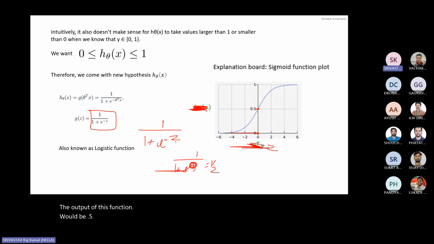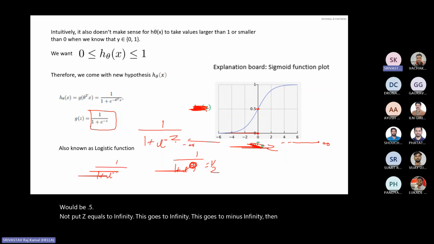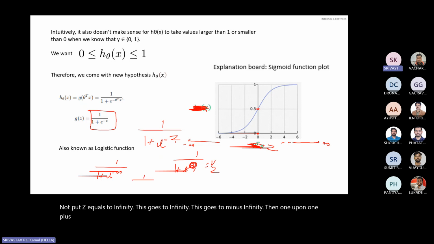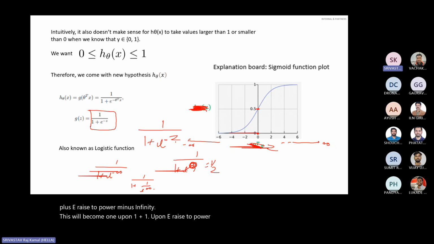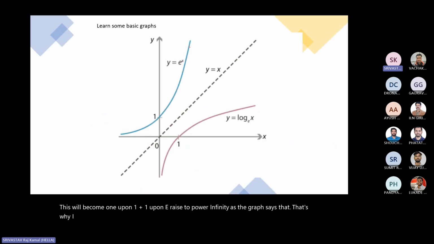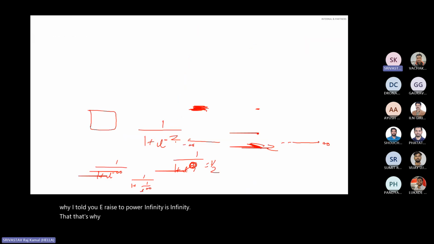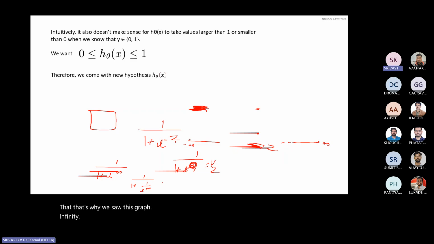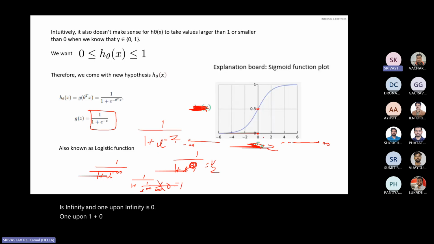Now put z equals infinity. This goes to infinity, this goes to minus infinity. Then 1 upon 1 plus e raised to power minus infinity becomes 1 upon 1 plus 1 upon e raised to power infinity. As the graph says, that's why I told you e raised to power infinity is infinity. That's why we saw this graph. E to infinity is infinity and 1 upon infinity is 0. 1 upon 1 plus 0 is 1. So as you move towards infinity, this value will go max toward 1, never crossing 1.